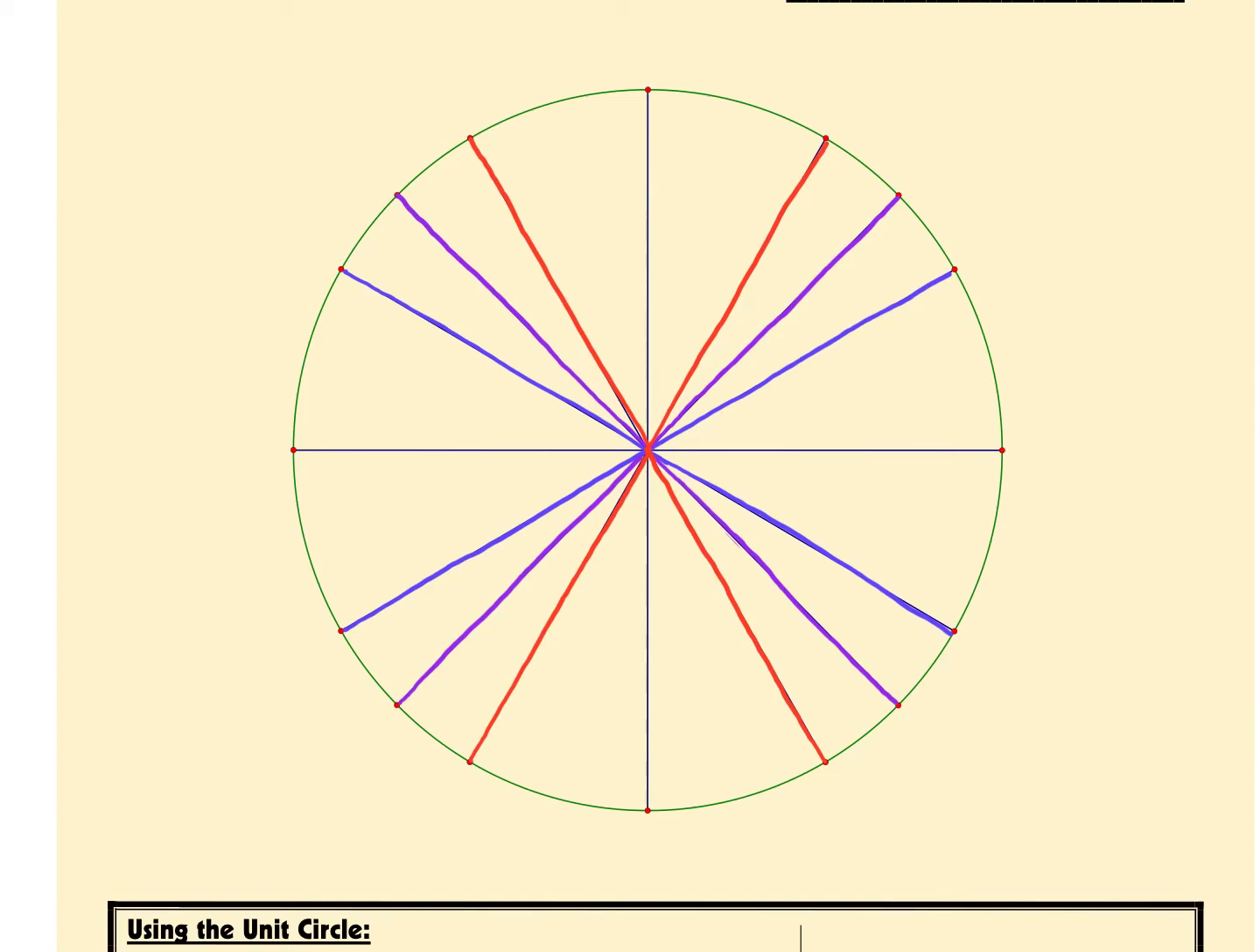All right, folks, it's back in action here. In this video, we are going to take everything from the foundations of the unit circle video and put it together and actually create the full unit circle.